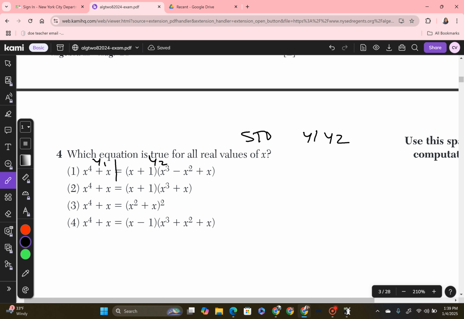You can use the store button. So plug this in, hit enter, get an answer. If this one is the same thing, then that is correct. For this one specifically, I want to show you how to do this the longer way.